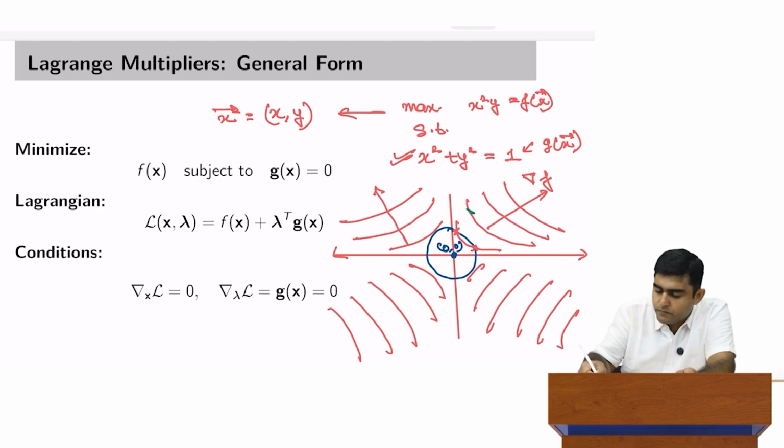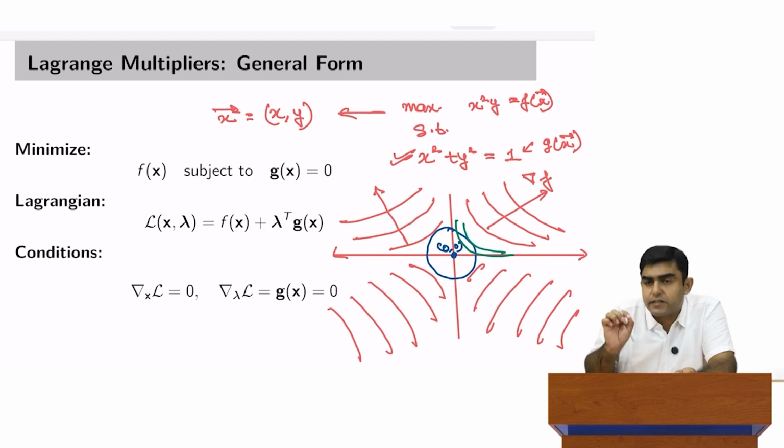So, what I will do, I will start finding a contour something like this that just touches this particular circle, or in another way, which is just tangential to my constraint. Now, what happens here?